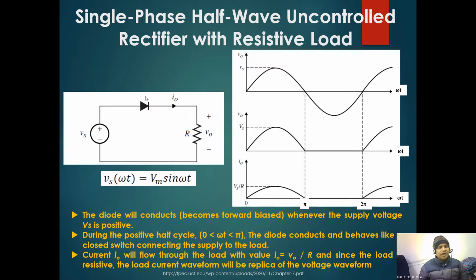When there is a negative voltage, there is a reverse bias, the diode will be open circuited and there will be no current. So this is like an open circuit and the diode is reverse biased. You can see here this is 0 and then it is again. If you see here, the load current is V0 divided by R, which is nothing but Vs by R, which is exactly the same curve.